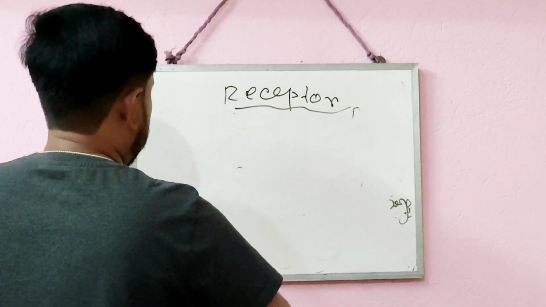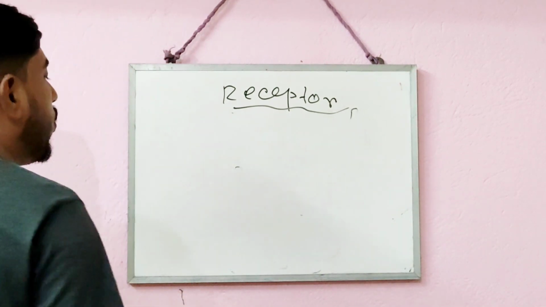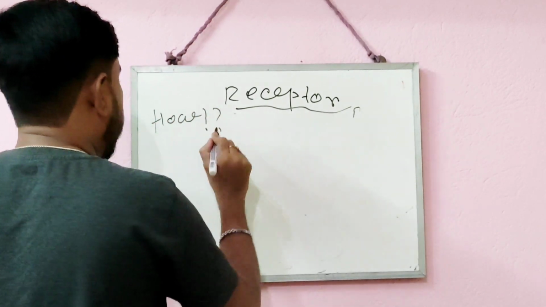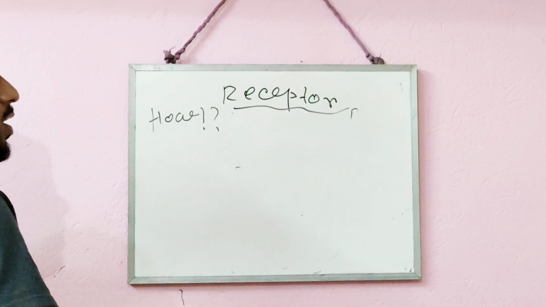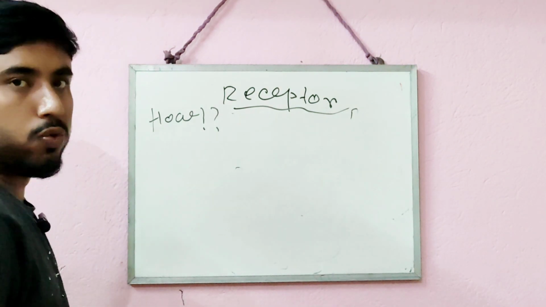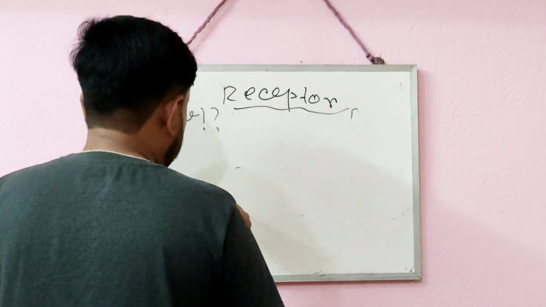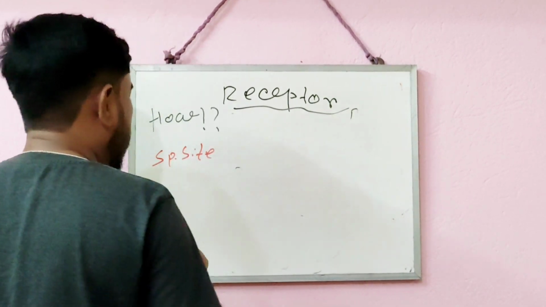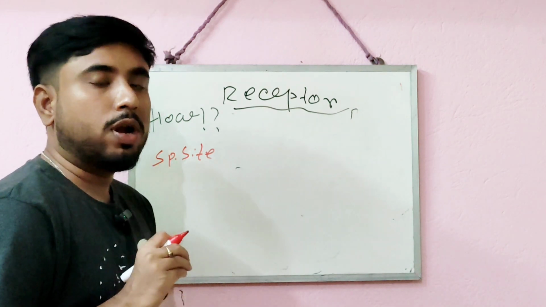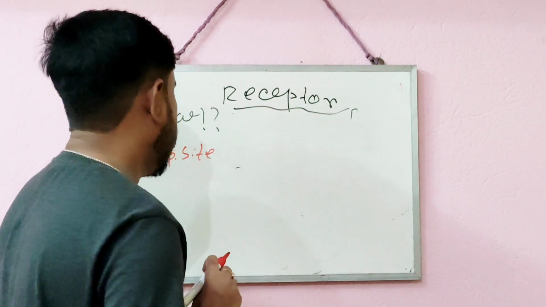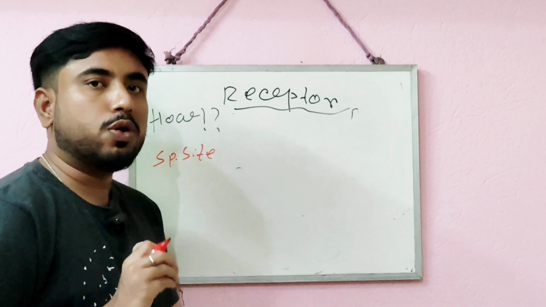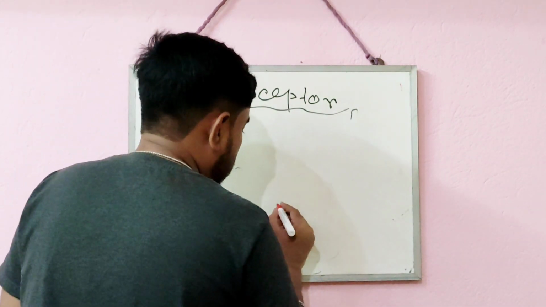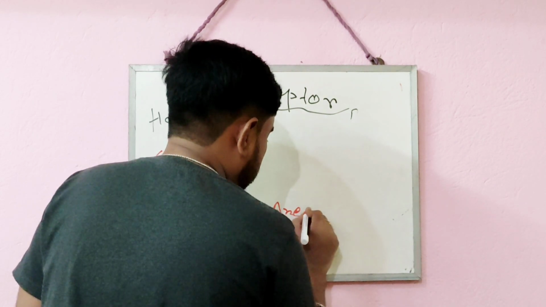To understand the mechanism of action of a receptor, how it is going to work, we just have to remember a simple diagram. By that diagram you can easily understand how the receptor works. First thing is the specific site. What is a specific site? A specific site means a particular site where only a specific part can sit. Just think of it as an area, the specific binding site.